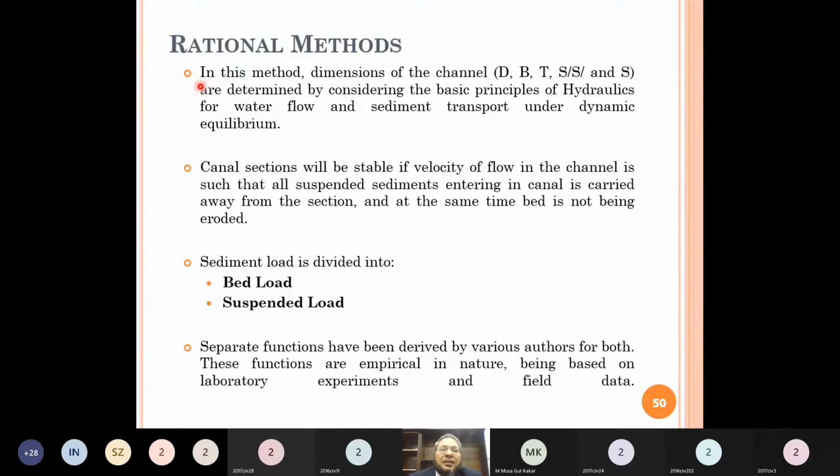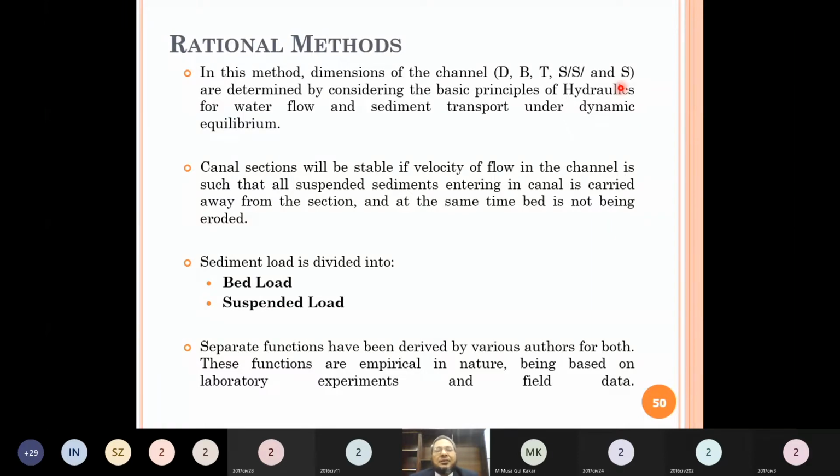So you know that in this rational method, dimensions of the channel. What are the dimensions of the channel? The depth of flow, bottom width of the channel, side slope, top width of the channel, and the longitudinal slopes. These are determined by considering the basic principles of hydraulics for flow of water and sediment transport under dynamic equilibrium.